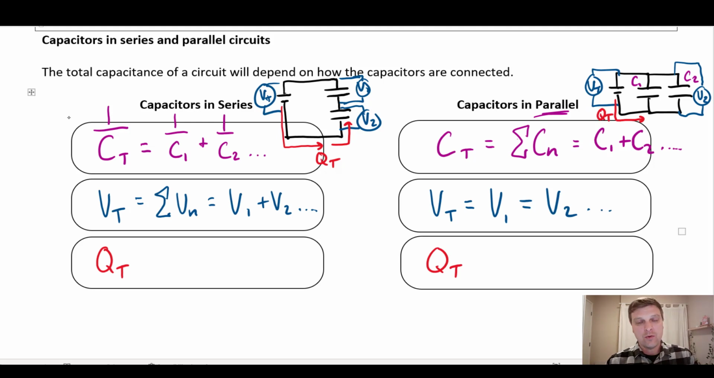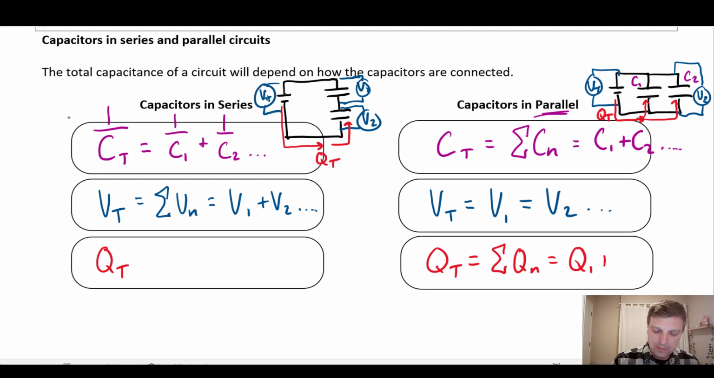Now, again, if we look at parallel, you can see what's going to happen here is the total amount of charge is going to flow out of the battery, and then it is going to split, much like current, right? It is going to split between these two. And so the total charge that flows is going to equal the sum of the individual charges on the individual plates, which is to say Q1 plus Q2 and so on. But what about for series?